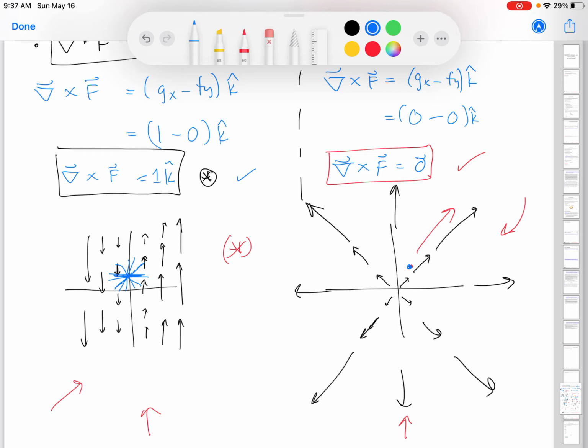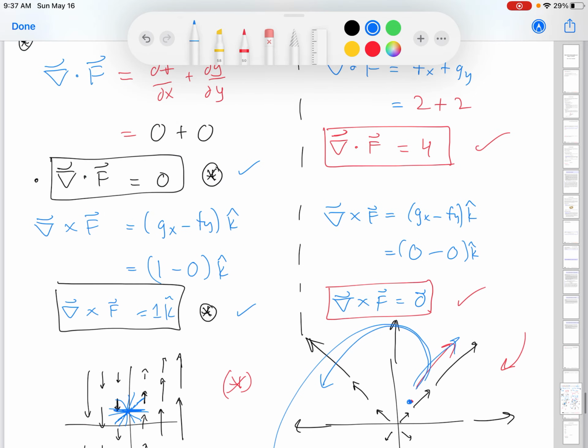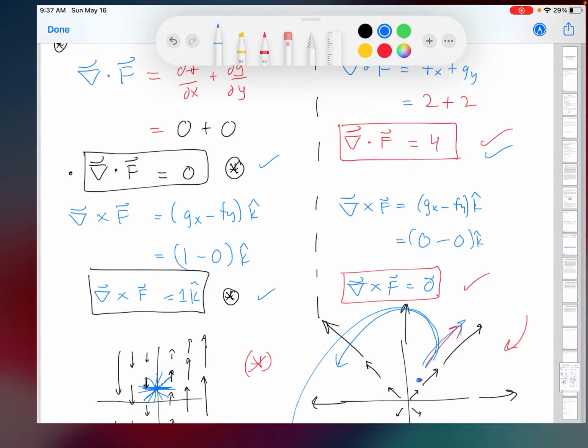Whereas any particle you put here is just going to be blasted out away from the origin, but not in a rotational manner. It's not going to curve away from the origin this way. So we might think of divergence as measuring something like the tendency to move away from a point, or in this case, perhaps the origin. So I'm going to show you these things again in terms of technology.